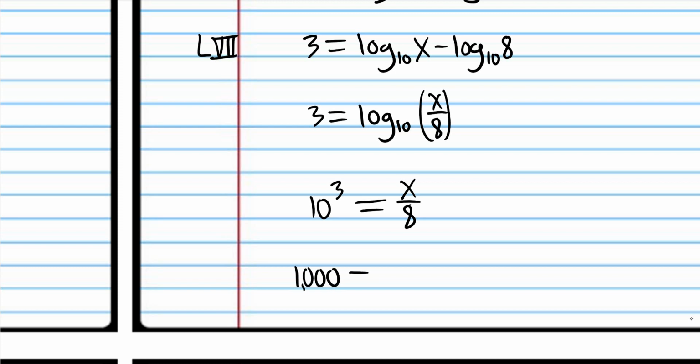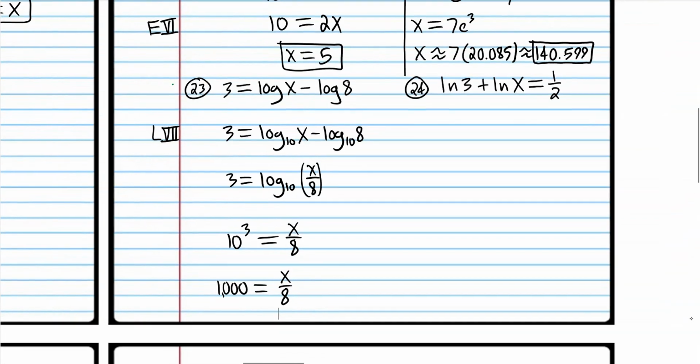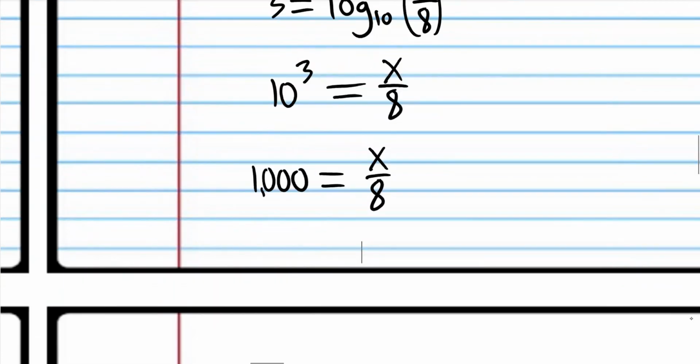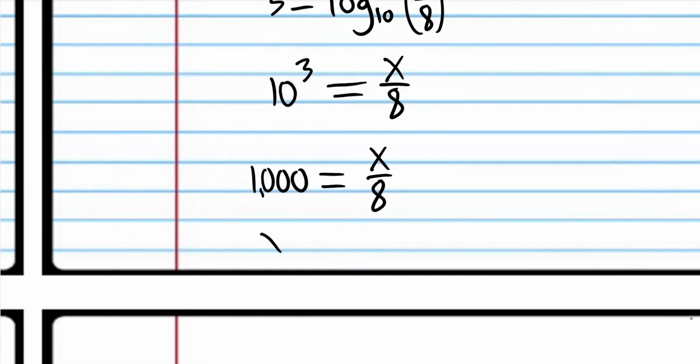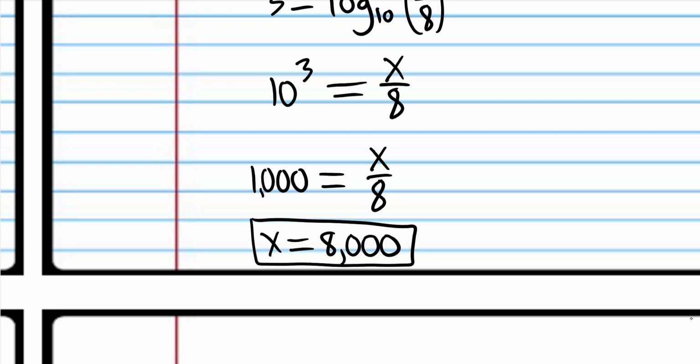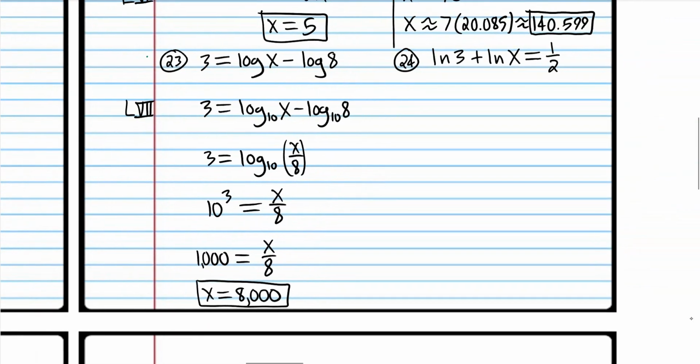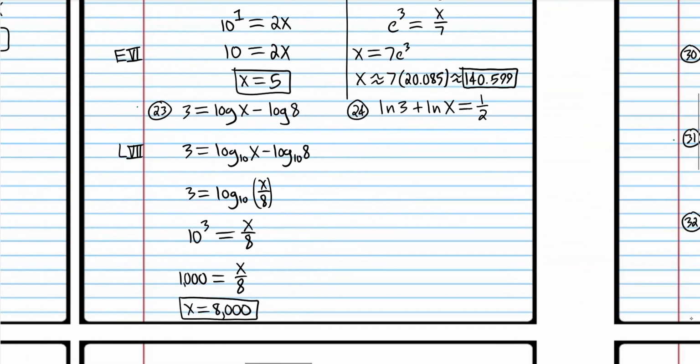So now we get 1000 is equal to x over 8, and we just have to multiply both sides by 8, and of course our final answer is 8,000. So if you got that answer, perfect. Okay, go ahead and try number 24, and when you come back, we'll do it together.